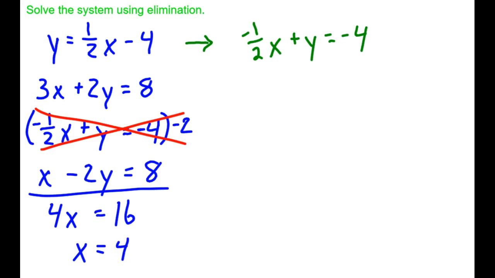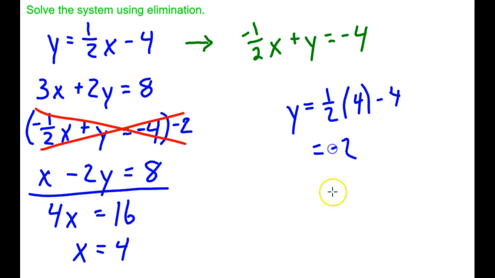To find the value of y, it doesn't matter which equation you choose, the first one or the second one. I'm going to choose the first one because y is already isolated by itself. So y equals 1/2 times 4 minus 4. 1/2 times 4 is 2, minus 4 is going to be negative 2. So the solution to this system of equations is (4, negative 2). So that's how you use the graphing method, linear combinations, also called elimination, and substitution.